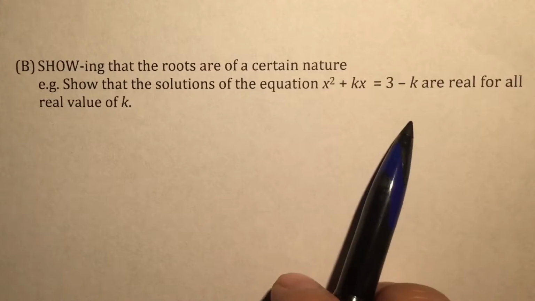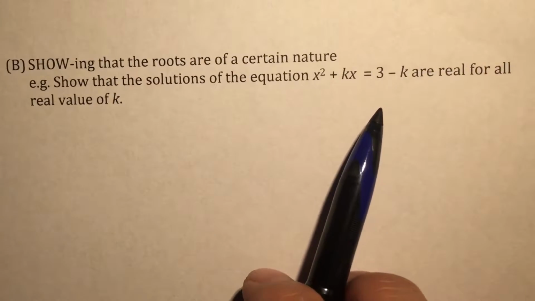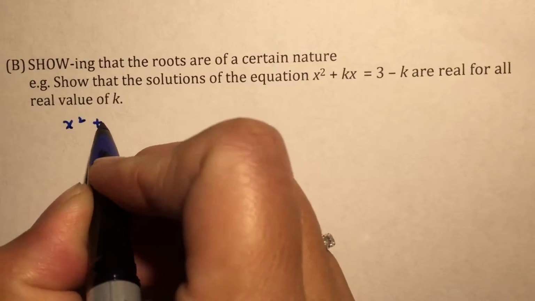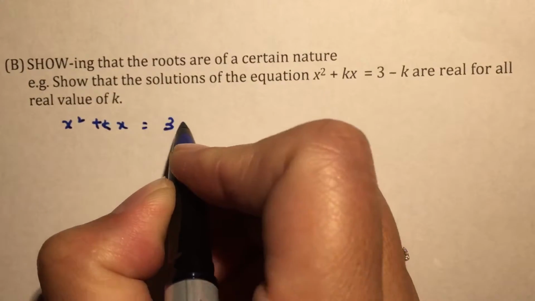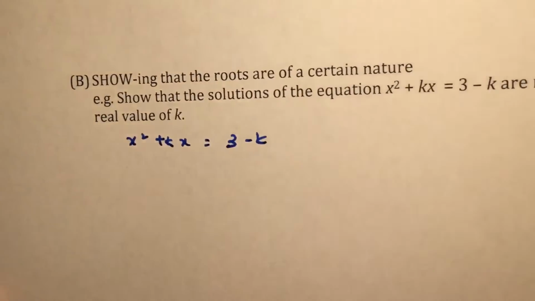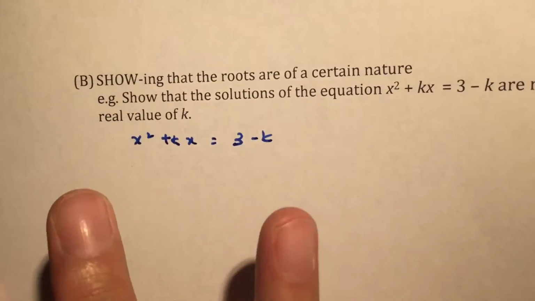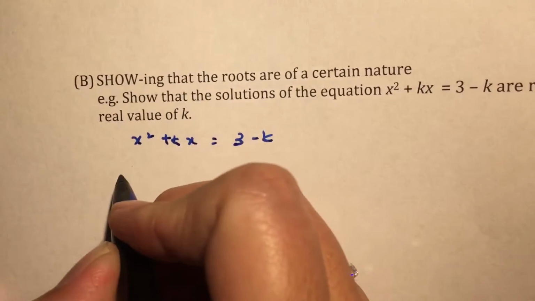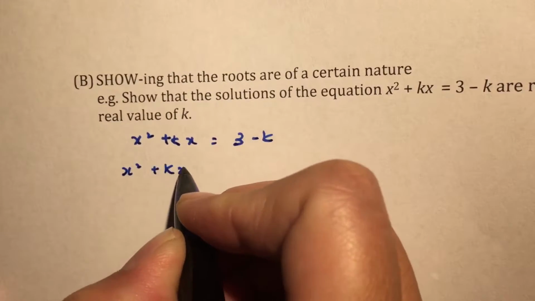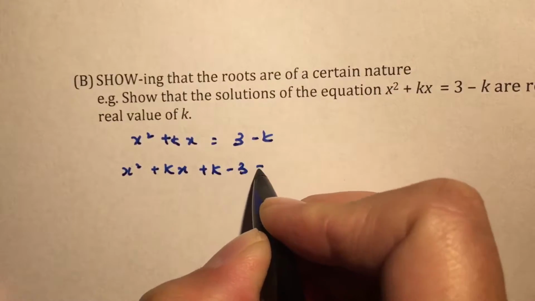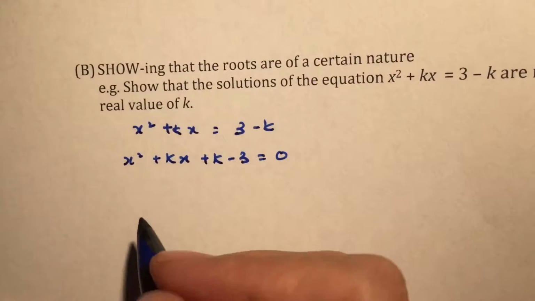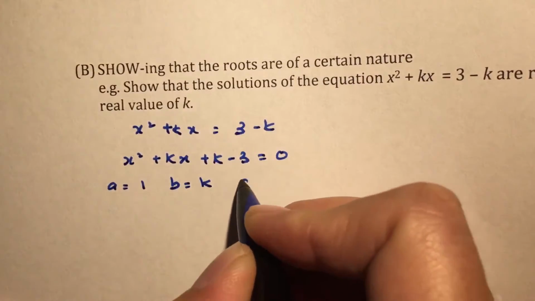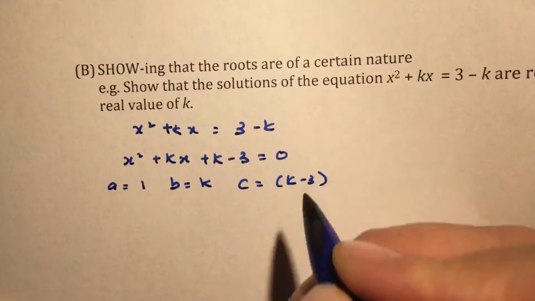Alright, at this point you can't start with that. You have to start with the general form. So what we need to do first is let's write out the equation. And we are going to use the discriminant, but the general form. So before we can do that, let's bring everything to the left to make this an equation with equals 0 on the right. So we have x squared plus kx plus k minus 3 equals 0. And we're going to identify a, b, and c. Alright, so a equals 1, b equals k, and c equals k minus 3.